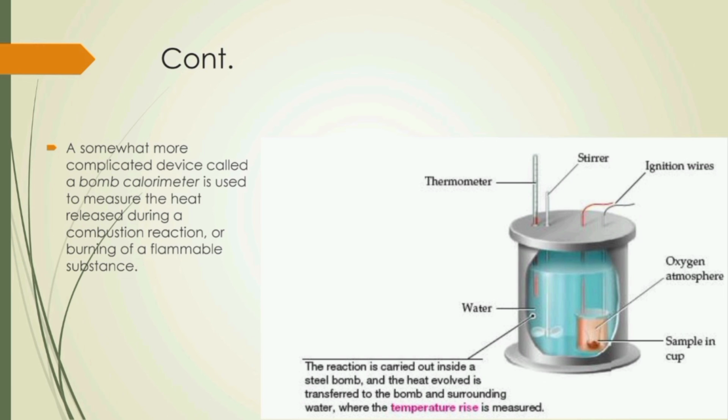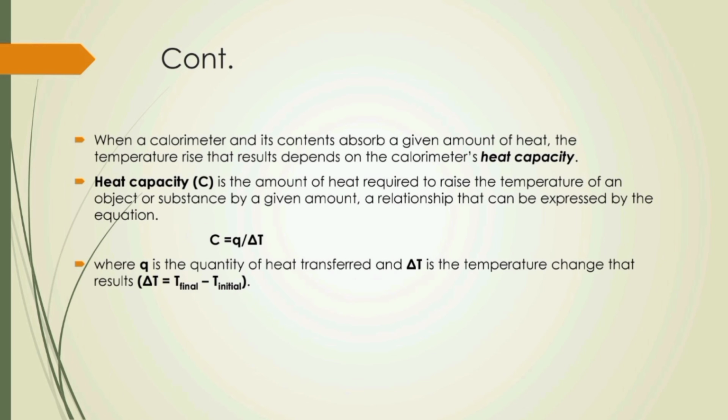Mostly the chips or Lays we eat, the potato chips, the food content or the caloric content of this food is measured in such a bomb calorimeter. So we know that when a calorimeter and its contents absorb a given amount of heat, the temperature rise that results depends on the calorimeter's heat capacity.